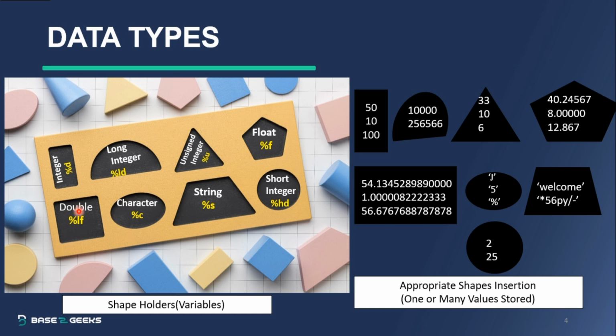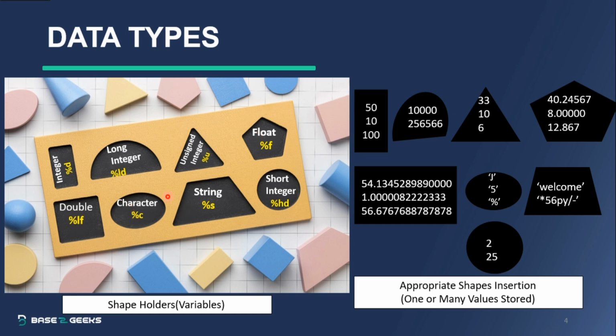See here, I have written another data type, it is double. What is this double? Double is also used for storing fractional parts in my variable, but the total number of fractional digits will be larger when compared to float, right?